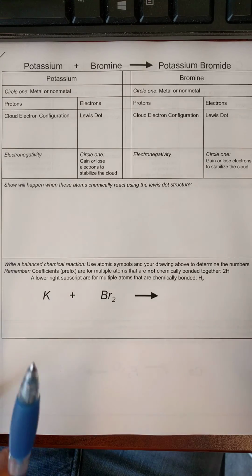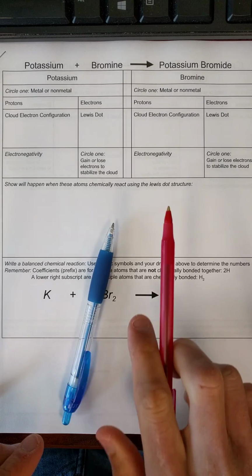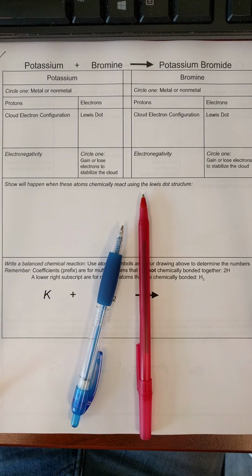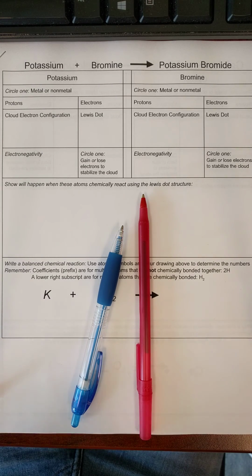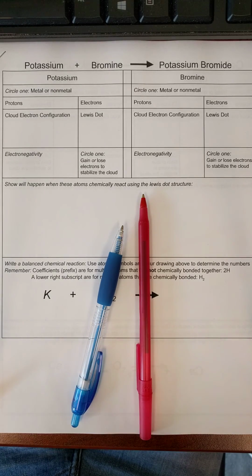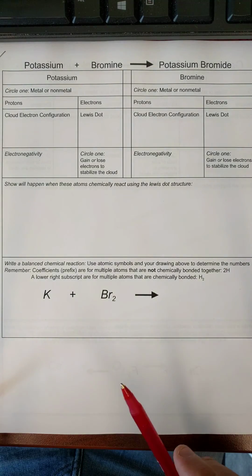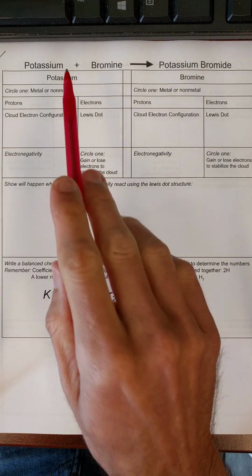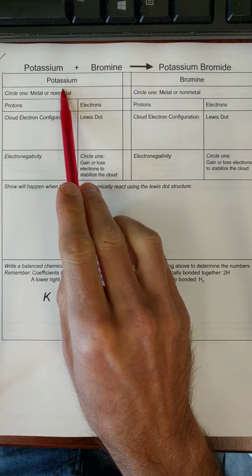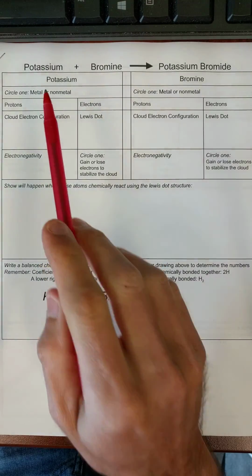Alright, so for this activity, I would grab two different colors. It's helpful to see, since we're talking about valence electrons, the part of an atom that determines chemical properties, where they come from, which atom they came from, which atom they go to. So, potassium and bromine. Let's tackle potassium first.